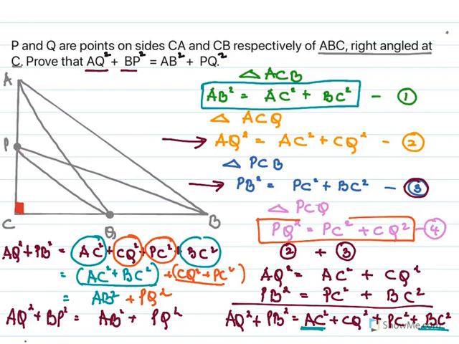Just to go over it, here we remember for AC square plus BC square, we got AB square here, equation 1. This came from equation 1, and this came from equation 4.